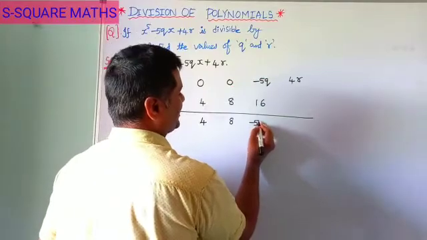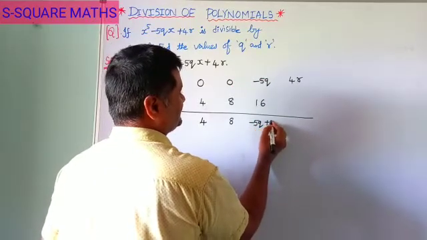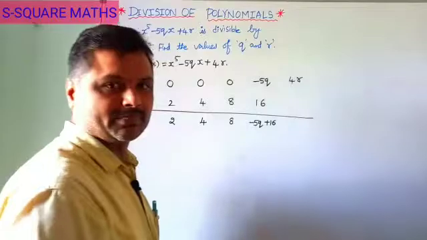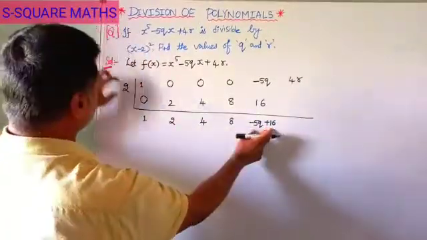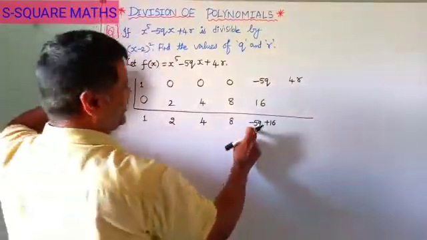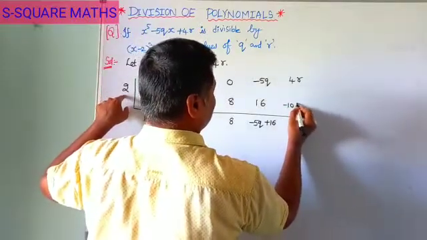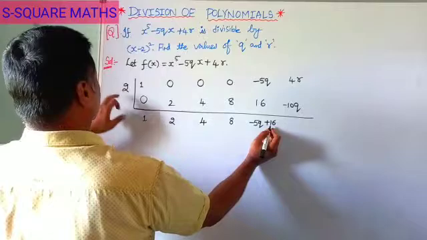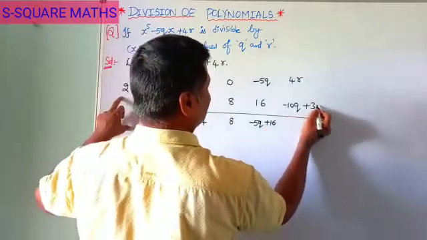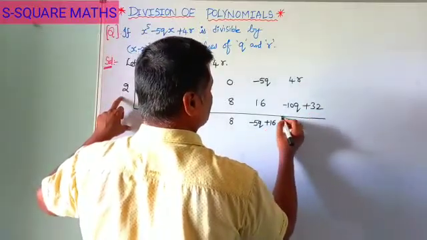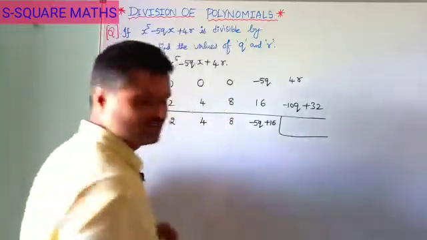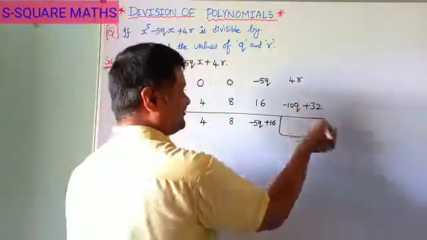So nothing but minus 5q plus 16. Again, minus 5q plus 16 into 2 gives you 2 into minus 5q, which is minus 10q, plus 16 twos, which is 32. Here this last step is nothing but the remainder that we are going to get.